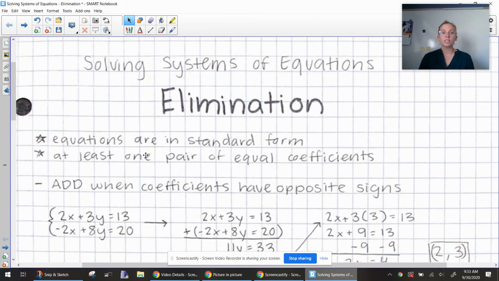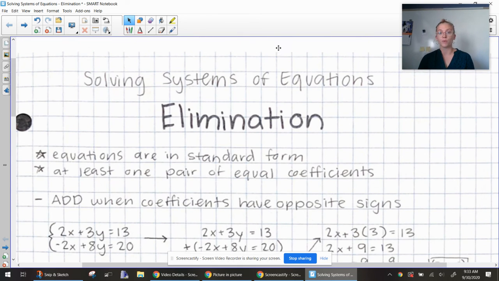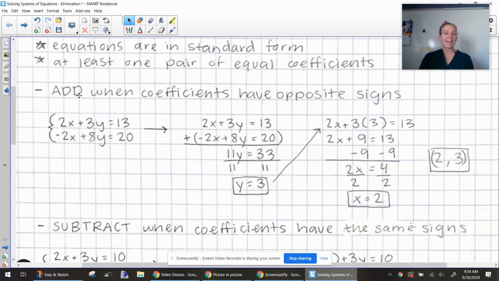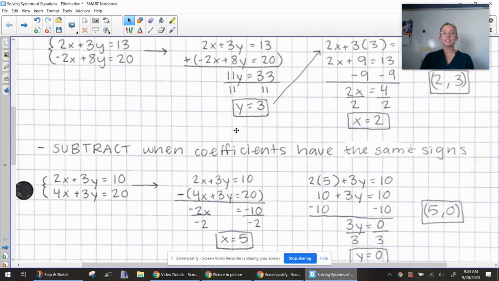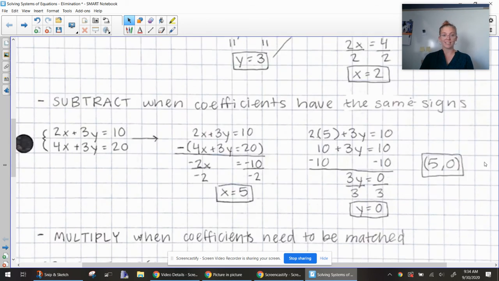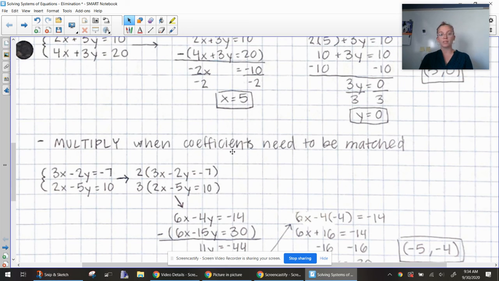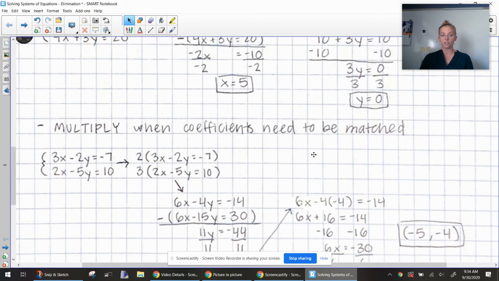So in this video, we talked about our final way to solve systems of equations using elimination. This is the best method when the equations are in standard form. We are going to add when the coefficients have opposite signs, subtract when the coefficients have the same sign, and multiply when the coefficients need to be matched.